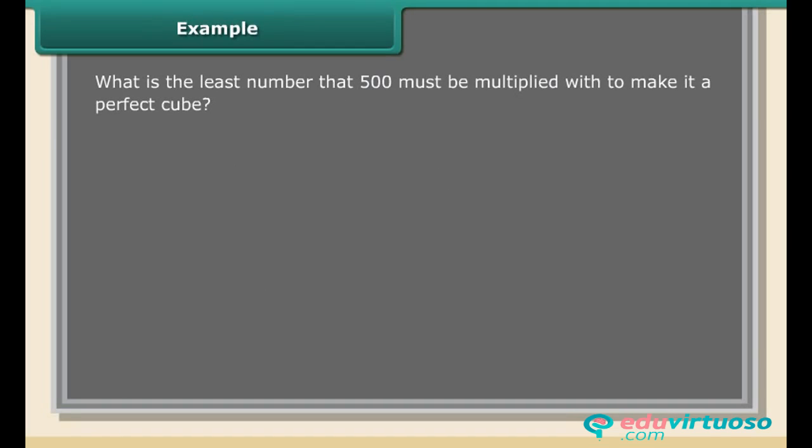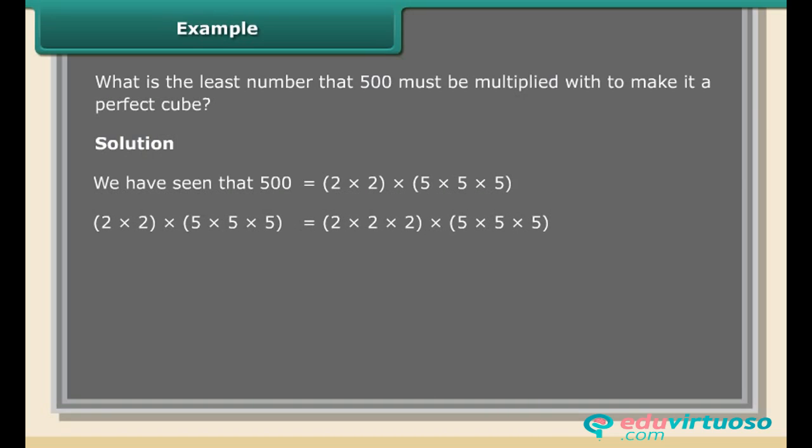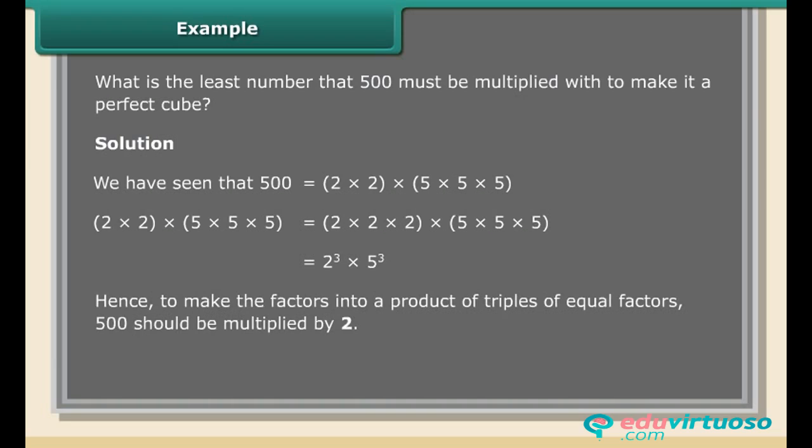Example: what is the least number that 500 must be multiplied with to make it a perfect cube? Solution. We have seen that 500 is equal to 2 into 2 into 5 into 5 into 5. 2 into 2 into 5 into 5 into 5 is equal to 2 into 2 into 2 into 5 into 5 into 5, which is equal to 2 cube into 5 cube. Hence, to make the factors into a product of triples of equal factors, 500 should be multiplied by 2.